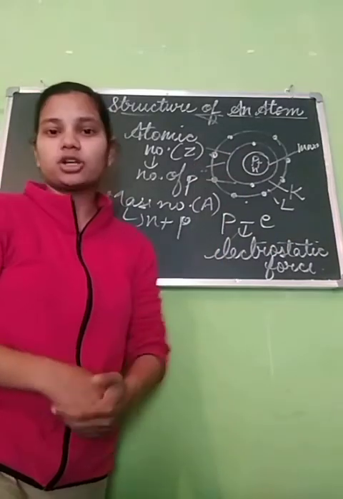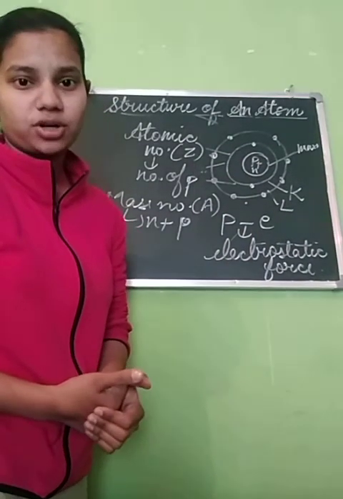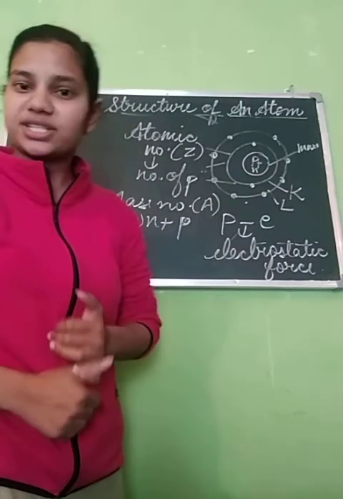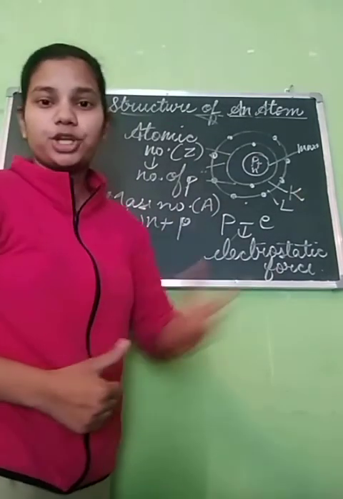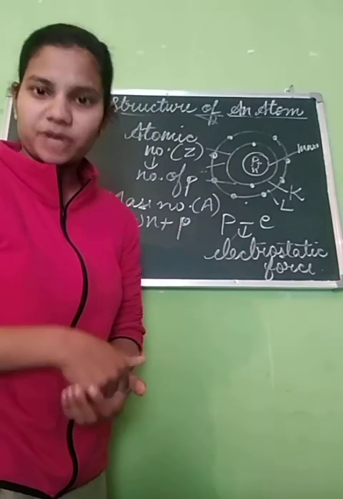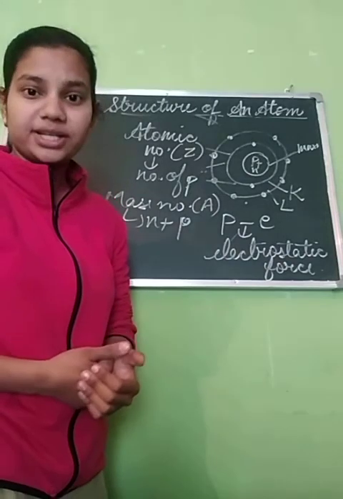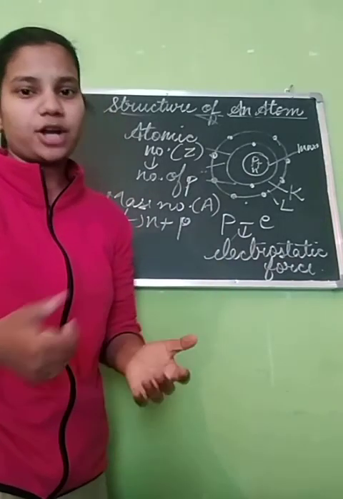So by this we conclude our topic. We learned a lot about the structure of an atom, in which I told you what an atom is. Then I also explained the meaning of proton, neutron and electrons, why these are called subatomic particles, why the electrons revolve around the nucleus, what the force between them is, and all that.